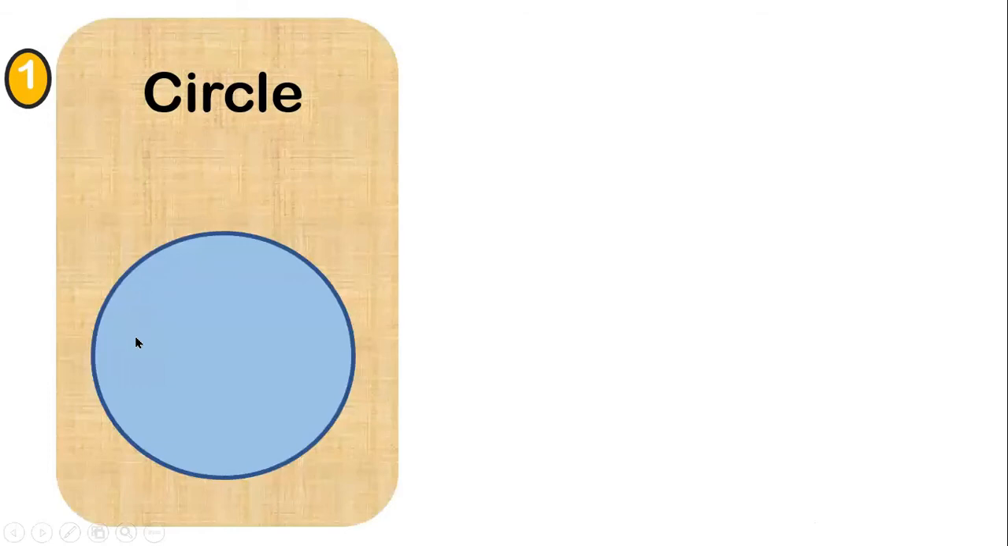Now we begin with circle. Circle. So this is how a circle looks like. We call this a circle. Now, let us look at some objects that are in a circle form.